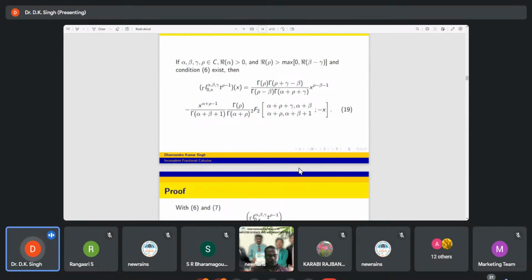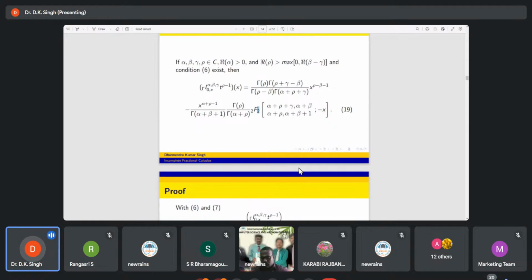This incomplete fractional integral operator is of the form gamma rho, gamma rho plus gamma minus beta divided by gamma rho minus beta, gamma alpha plus rho plus gamma x over rho minus beta, and this is minus x over alpha plus rho minus 1 and gamma alpha plus beta plus 1, gamma rho alpha plus rho 2 F1. This is the hypergeometric function. This represents the numerator and this represents the denominator form.